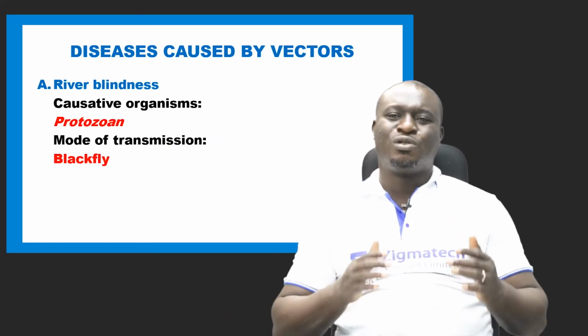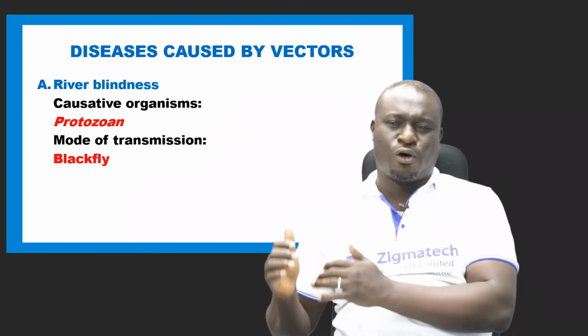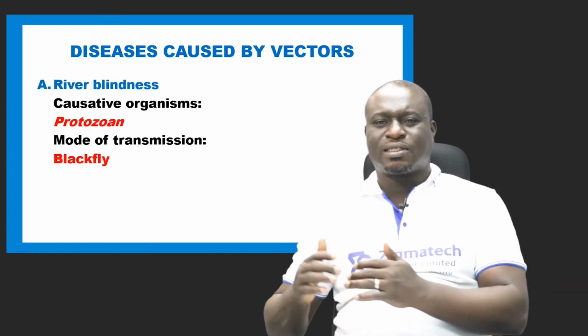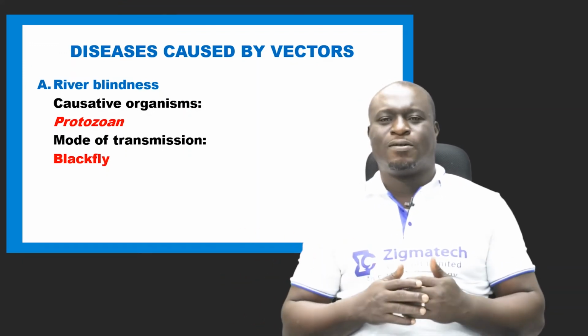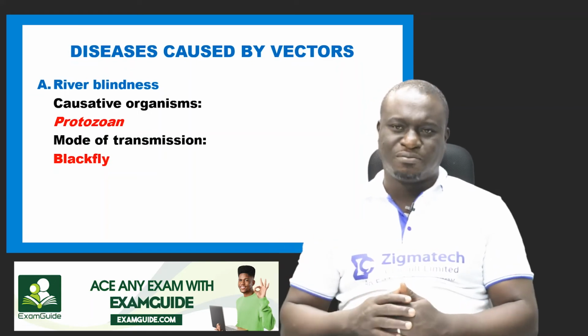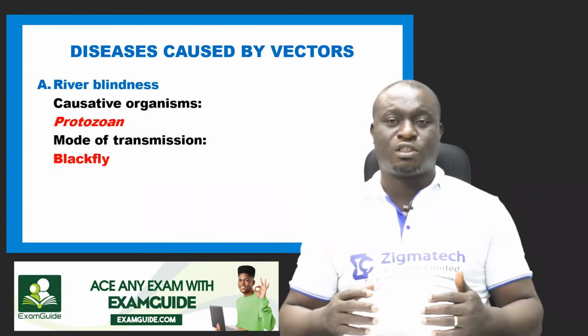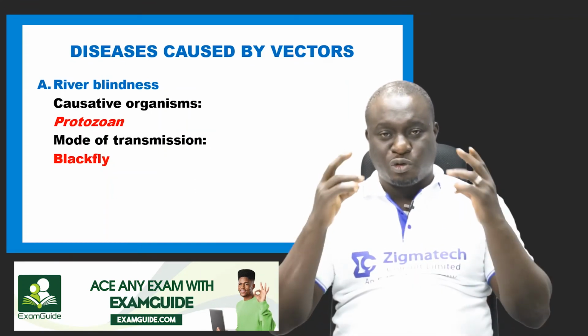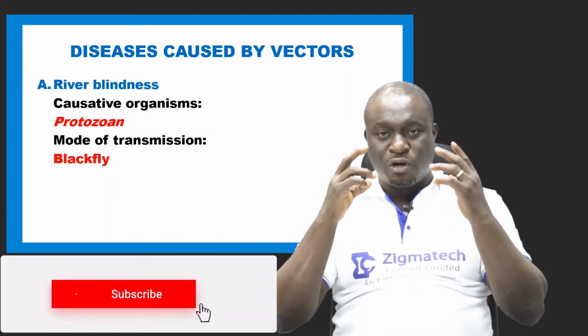Now let's move to diseases caused by vectors. I have also discussed this earlier on. Now, among the diseases caused by vectors, we have one called river blindness. Now, river blindness doesn't mean you won't see rivers again. You won't have the ability to view rivers.